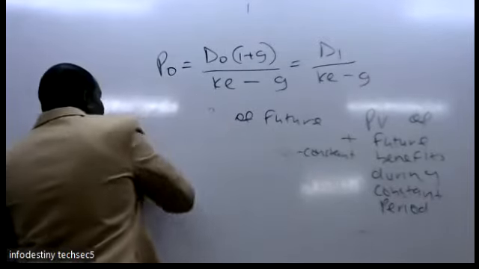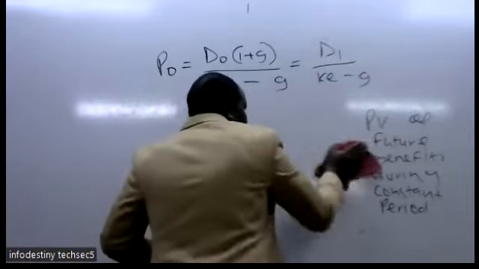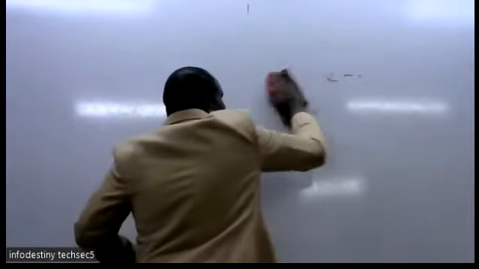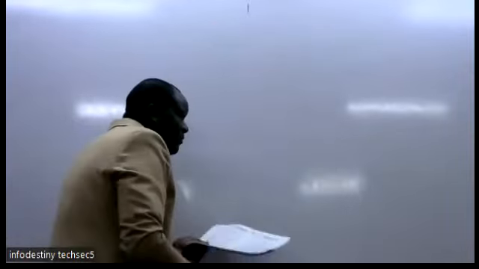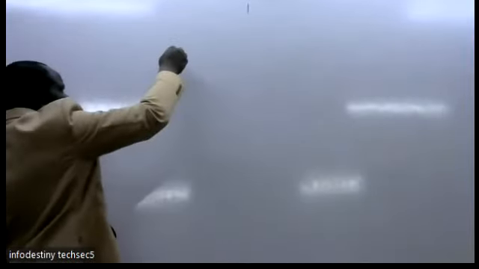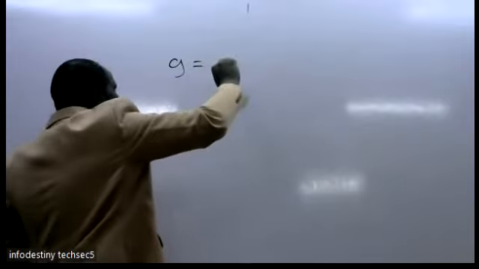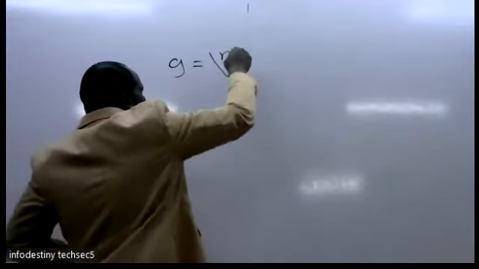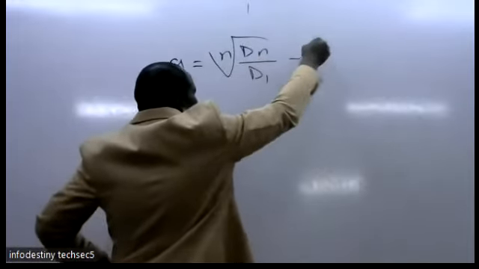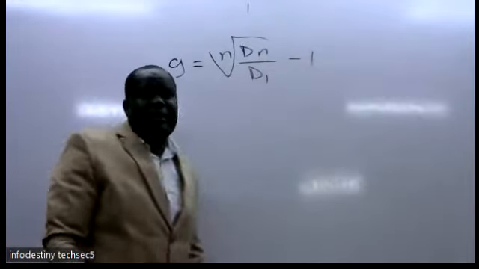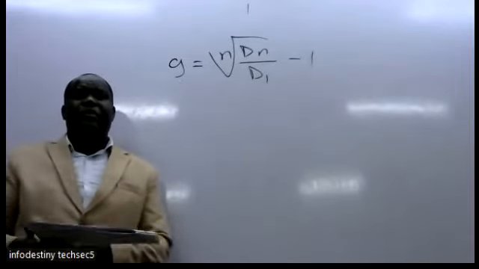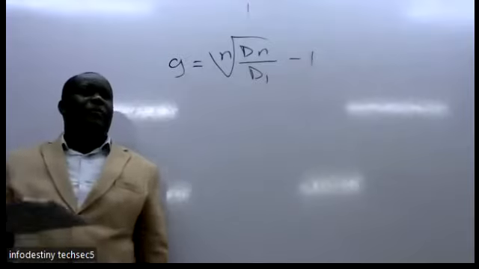So for us to compute the constant growth rate, it is supposed to be given by the compounding method. G will be given by the Nth root of Dn divided by D0, minus 1. That's the compounding method on how we can calculate the constant growth rate.